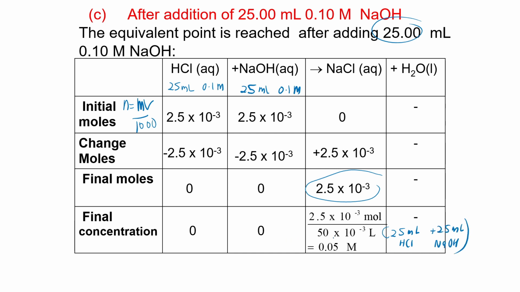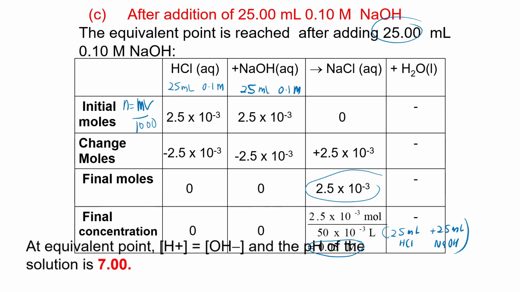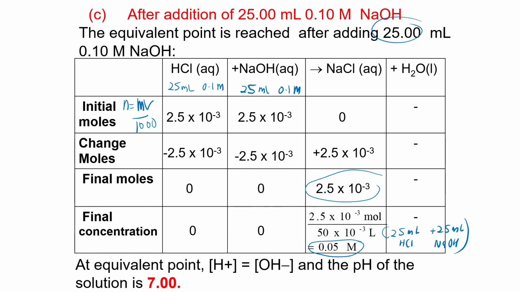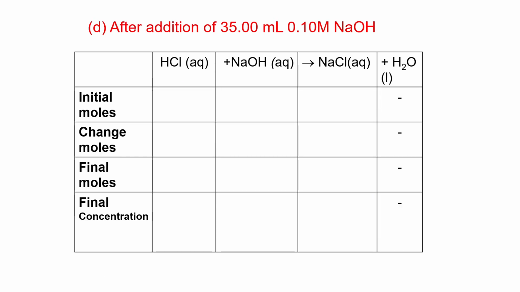Okay, so kita dapat final concentration untuk NaCl ialah 0.05. Tapi kita tahu NaCl ni ialah neutral salt. So kita tak perlu calculate pH. So kita terus tahu pH nya ialah 7, because dia form daripada strong acid and strong base. Okay, and last one, calculate pH after add 35 ml 0.1 molar NaOH.